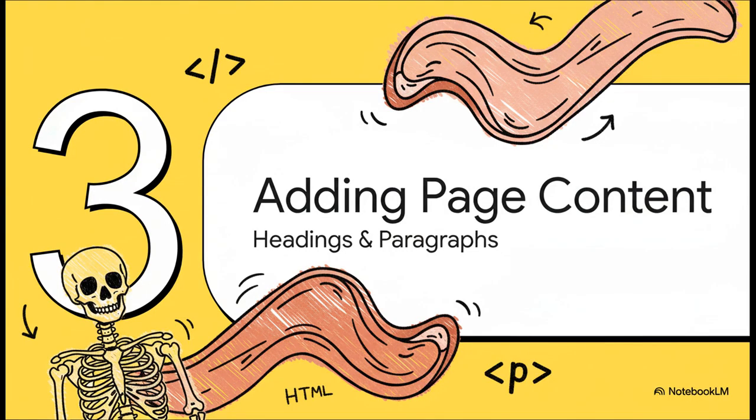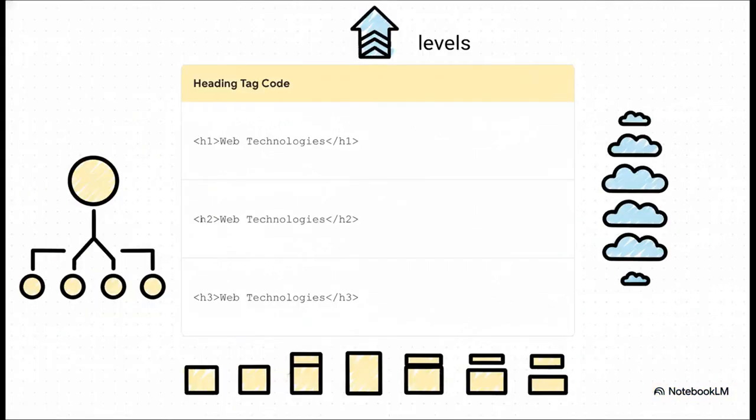All right, so we've got our skeleton. Now it's time to add some flesh to those bones, the actual content that people are going to read. Let's start with the two most common types, headings and paragraphs. So headings are a huge deal. HTML gives us 6 levels to play with, from H1 all the way down to H6. You'd use H1 for the most important title on the page, H2 for major sections, H3 for subsections, and so on. It's all about creating a clear structure.